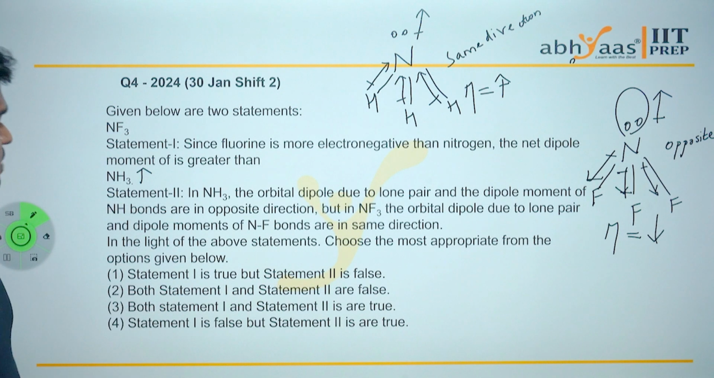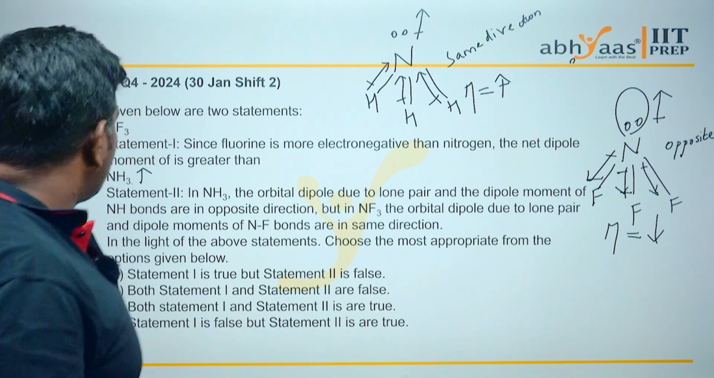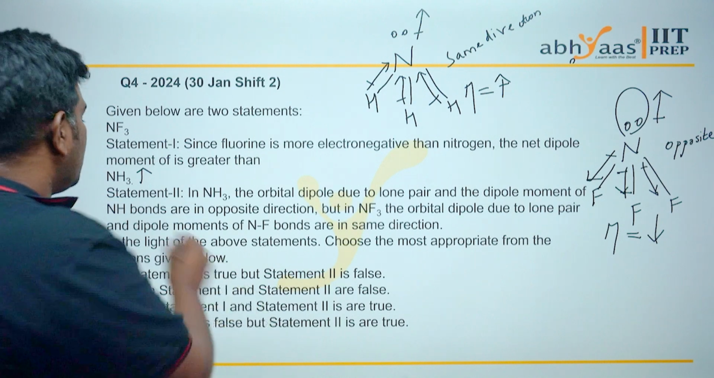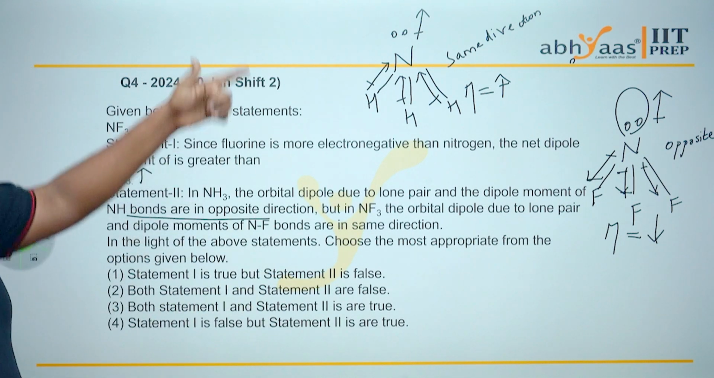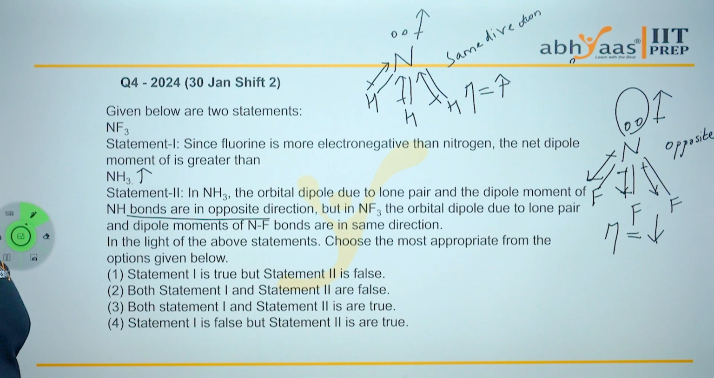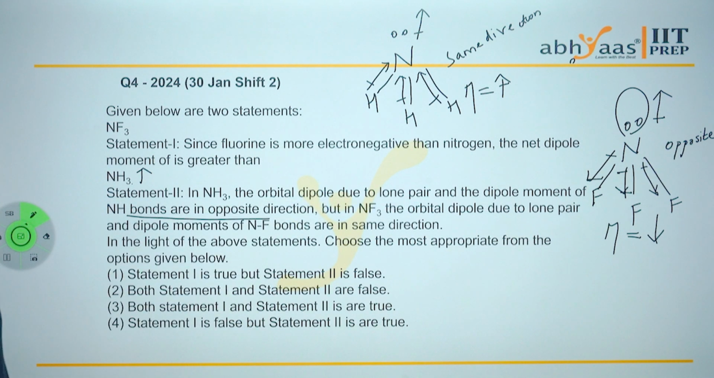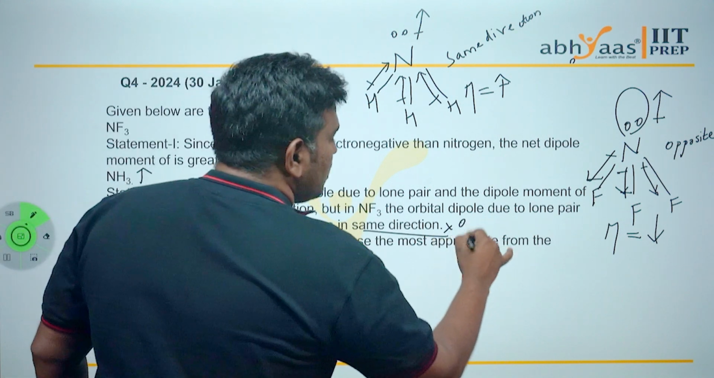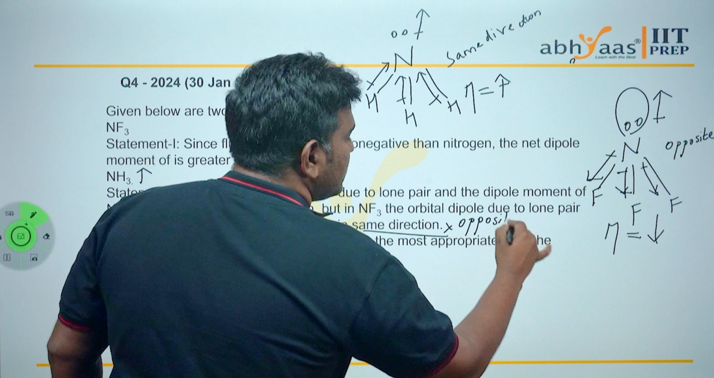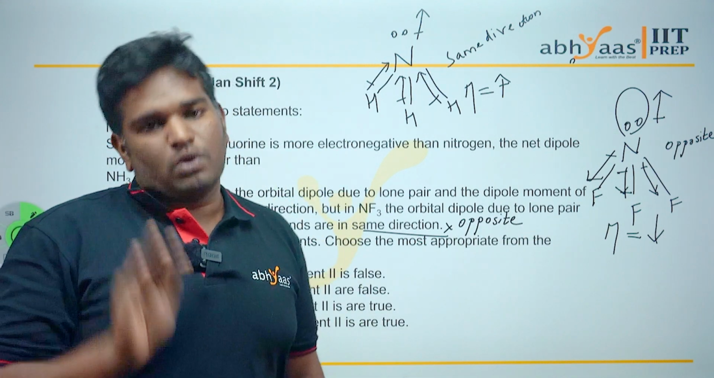And in the second statement, what we can see, in NH3, the orbital dipole due to the lone pair and the dipole moment of the N-H bonds are in opposite direction. No, it is not right. In the case of NH3, it is not in the opposite direction, it is in the same direction. But in NF3, the orbital dipole due to the lone pair and the dipole moments of the N-F bonds are in the same direction. It is also wrong, it is in opposite direction. So here, we can understand that both these statements are wrong.